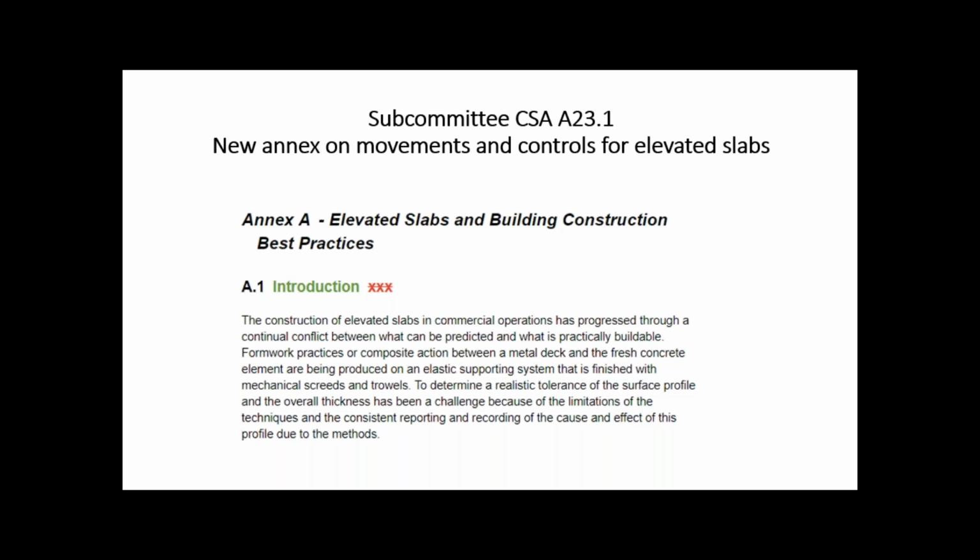As an aside, this has been a big issue since I've been working on CSA, which is some 25, 30 years. Tolerances, movements and predicting what slab movements are going to be has always been the bane of our existence, and it's always been a very difficult thing to do. So with this edition coming up, which will be published in 2023, we have decided to develop an annex, essentially a more extensive best practices guideline to summarize the contributing factors of slab movements and how they can be optimized or conditioned so that we can be more precise in our predictions by limiting the variations and inconsistencies.